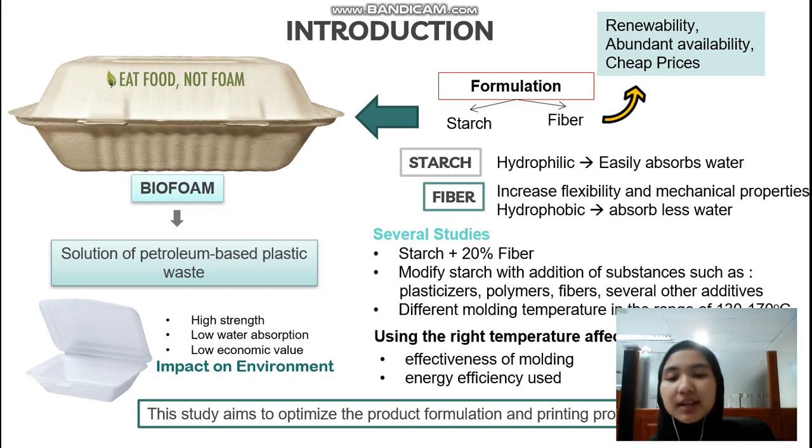Modified starch is made with the addition of substances such as plasticizer, polymers, fibers, and several other additives, and with different molding temperatures in the range of 130 to 170 degrees Celsius. Using the right temperature affects molding effectiveness and energy efficiency, and this study aims to optimize the product formulation and printing process temperature.